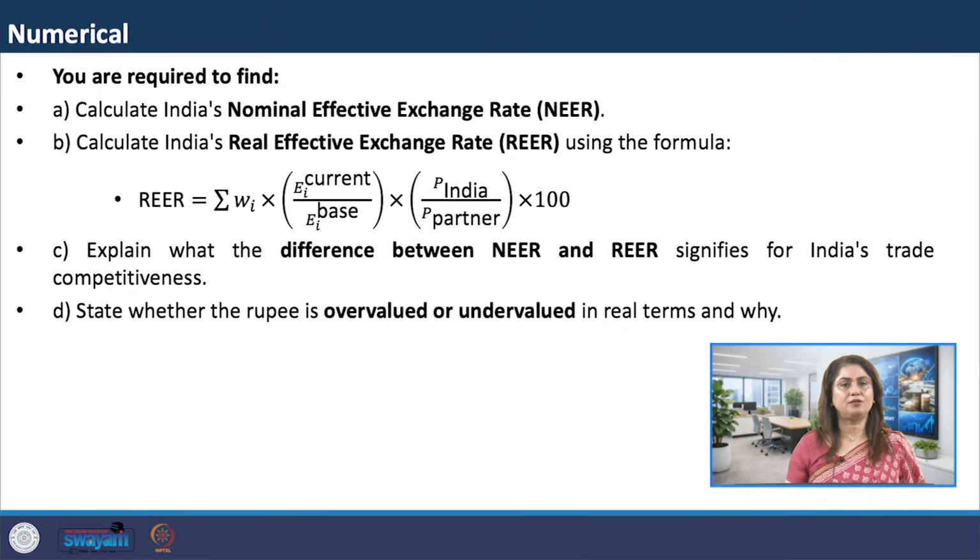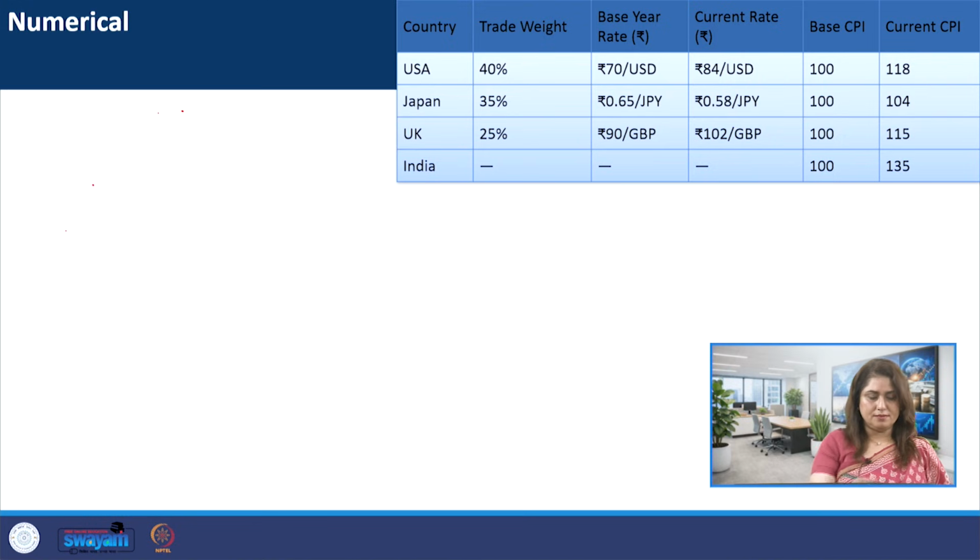Now, what are you required to find? You are required to calculate India's nominal effective exchange rate. You have to also calculate India's real effective exchange rate. You have to explain what the difference between NEER and REER signifies for India's trade competitiveness. You have to state whether the rupee is overvalued or undervalued in real terms and why. Now, let us start with the first part, which is A, in which we have to calculate NEER.